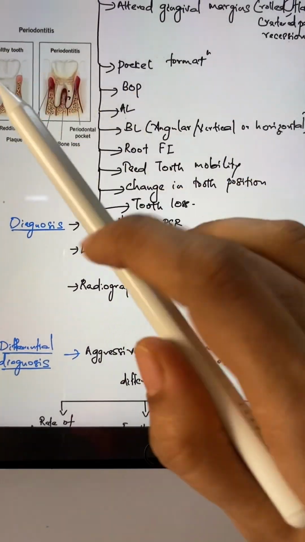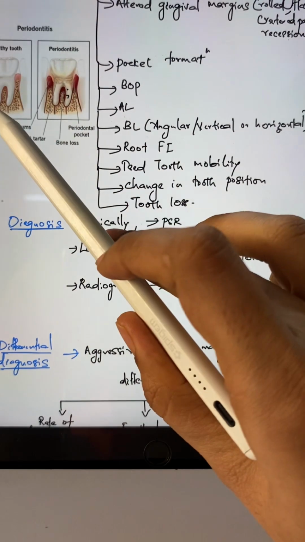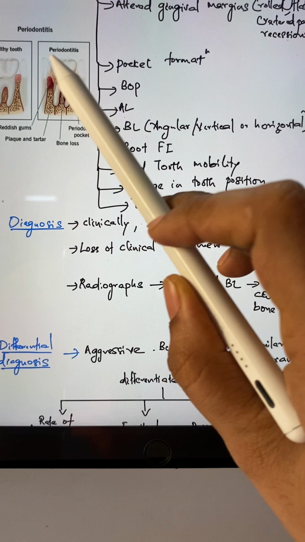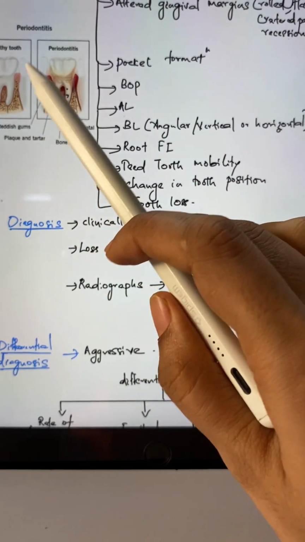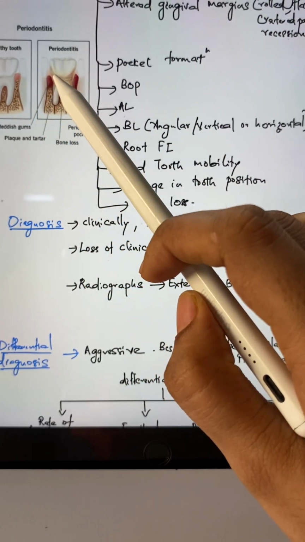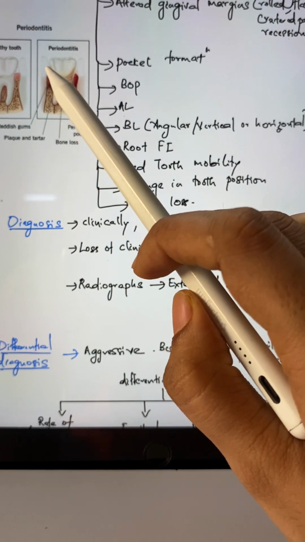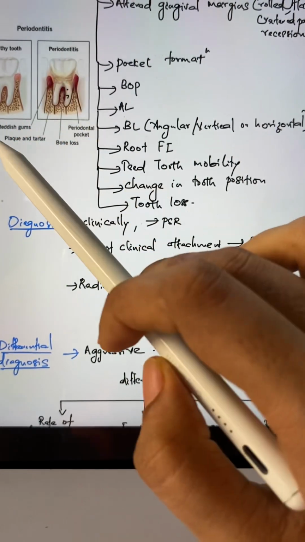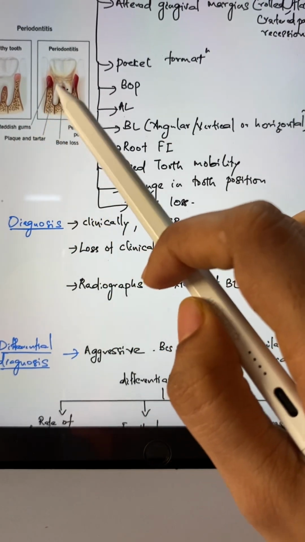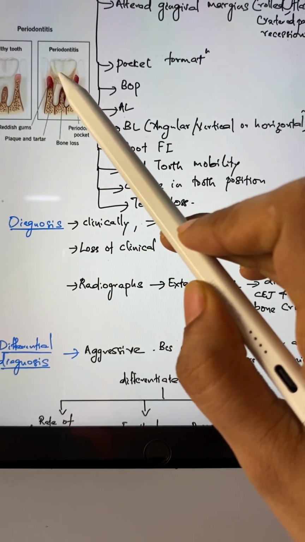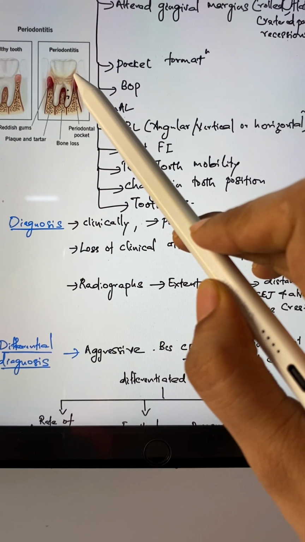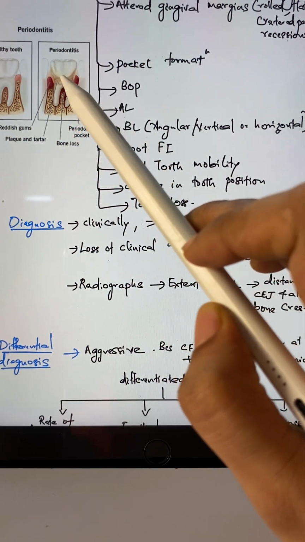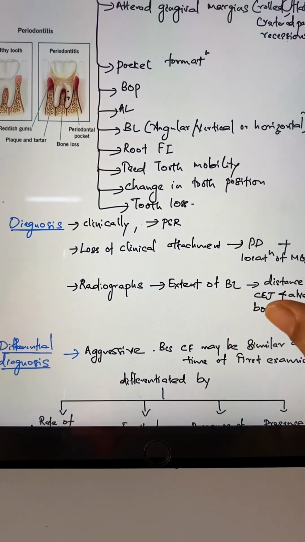See, when you see this picture, you will understand better that this is the healthy tooth. This is the periodontitis case. Here you can see the gum is normal pinkish in color. Here it is reddish with rolled gingival margins. Everything can be seen, and reddish gums. And when you see here, you can see the plaque and tartar, bone loss, periodontal pocket, all can be seen in the chronic periodontitis case.